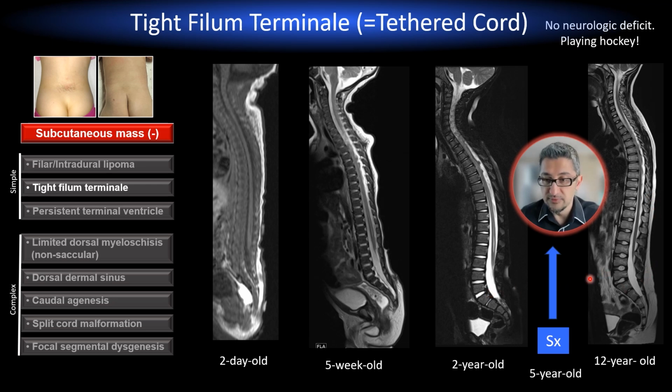And the child is doing very well, playing hockey. There is no neurological deficit. And as you can see here, after the surgery, the level of the conus has not changed, and it's not expected. There is no elastic recoiling after the surgery.